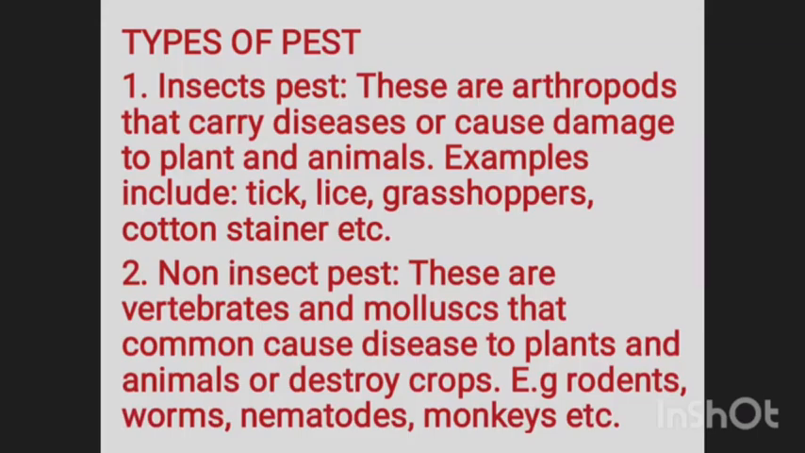Number two, the non-insect pests, these are vertebrates and mollusks. Mollusks are a group of organisms that have a soft body, some have a shell, and some do not. An example is the snail. This mollusk causes disease to plants and also to animals, or they can also destroy crops. Examples we have are the rodent, worms, nematode, monkeys. These are examples of non-insect pests.